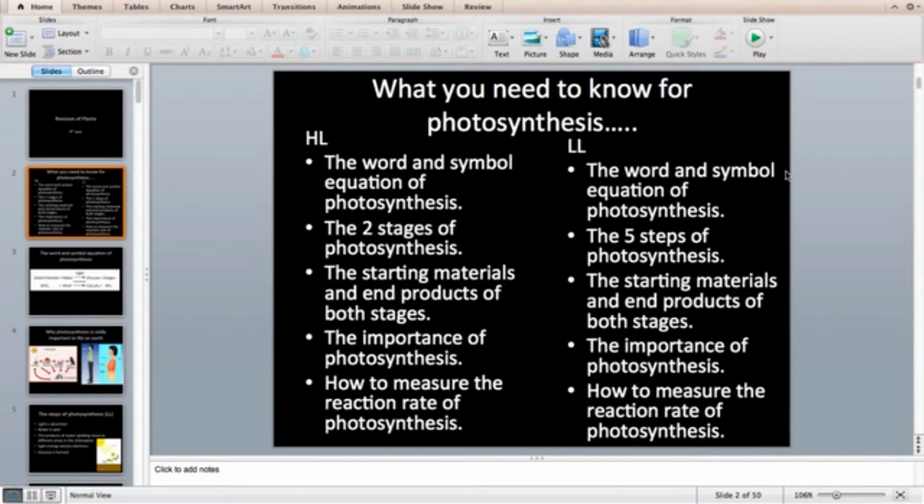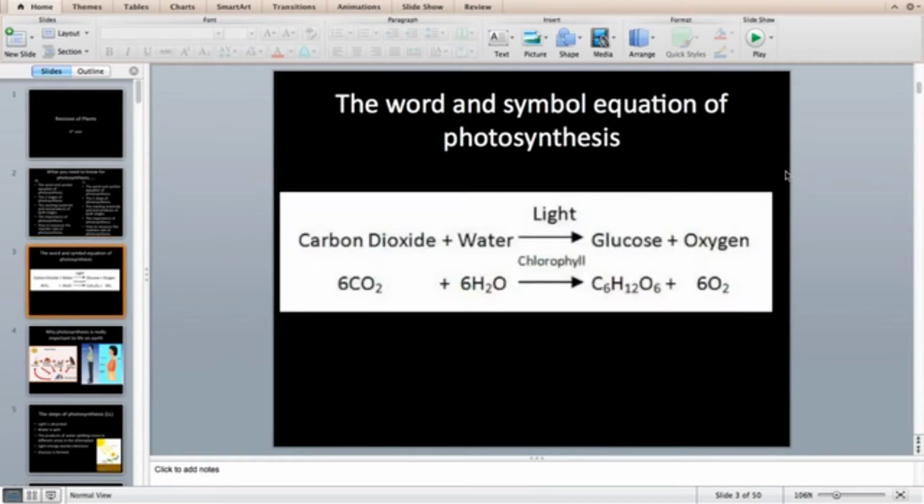So if you want to pause this video, have a little look here at the different parts that we're going to look at. For higher level and ordinary level, for photosynthesis, you both need to know the word and symbol equations. It's the stages of photosynthesis where things differentiate between higher and ordinary level. So let's go through that now. So let's start off first of all with the word, and the balanced symbol equation for photosynthesis has to be known for higher and ordinary level.